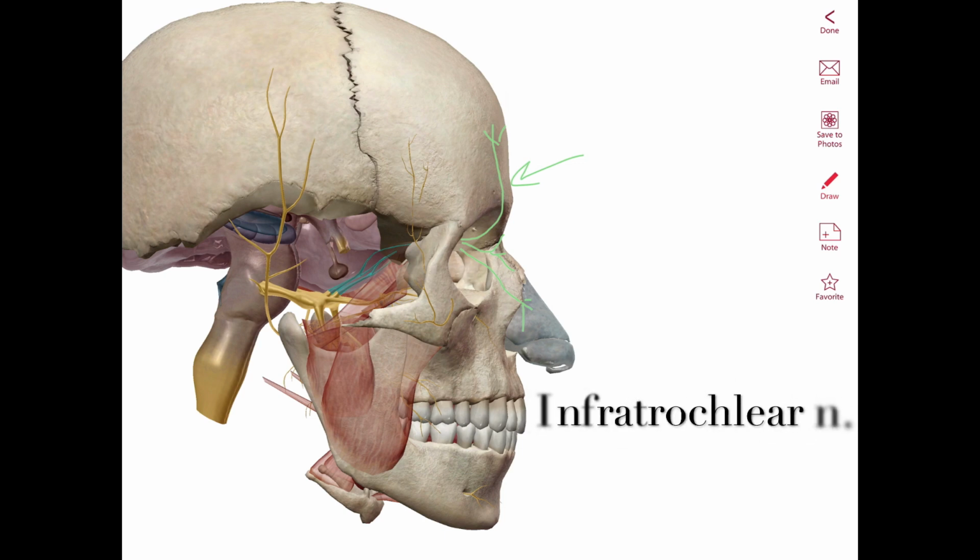We also have the infratrochlear nerve, which supplies the medial part of the upper eyelid and the adjacent part of the side of the nose. And also the external nasal nerve, which emerges immediately inferior to the nasal bone, and it supplies the side of the nose as far as the tip, or the apex.